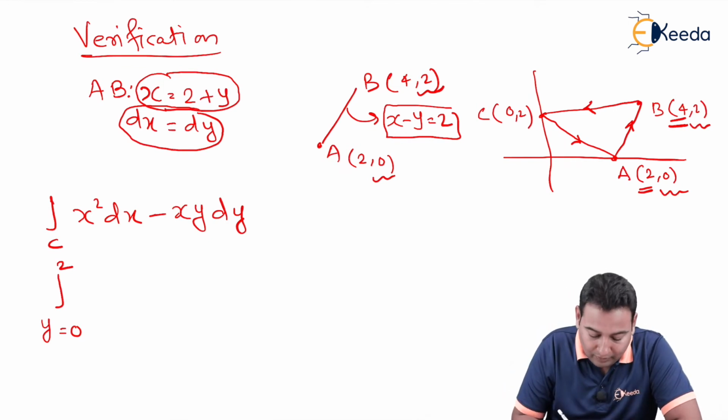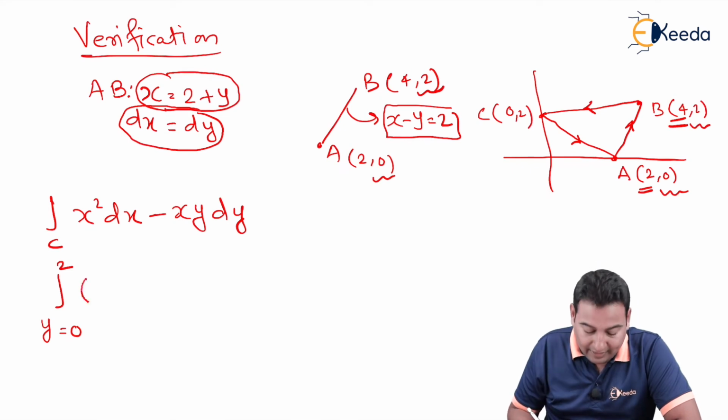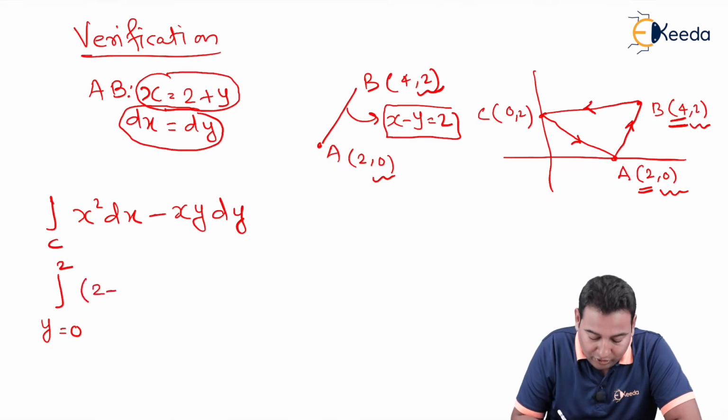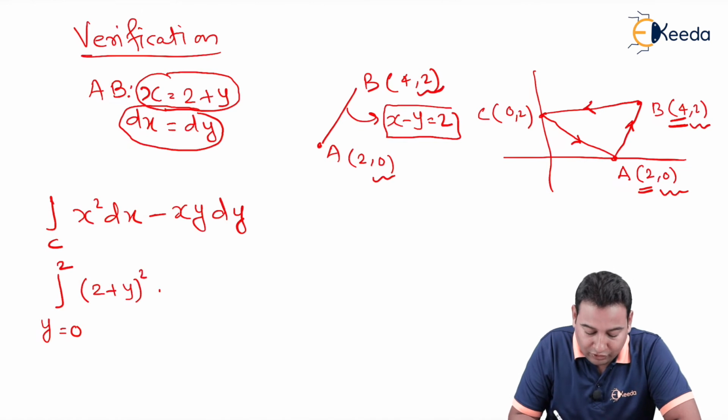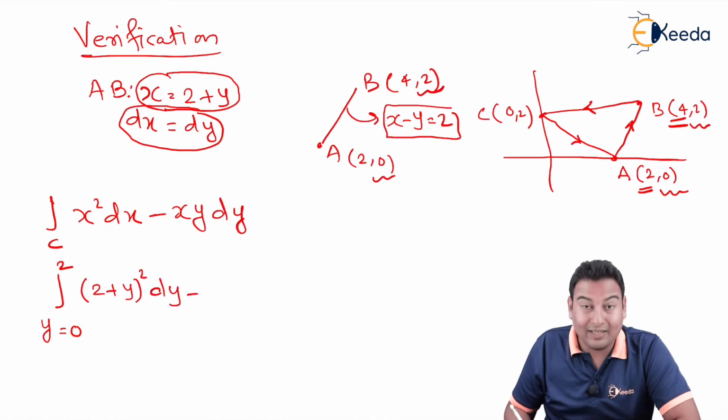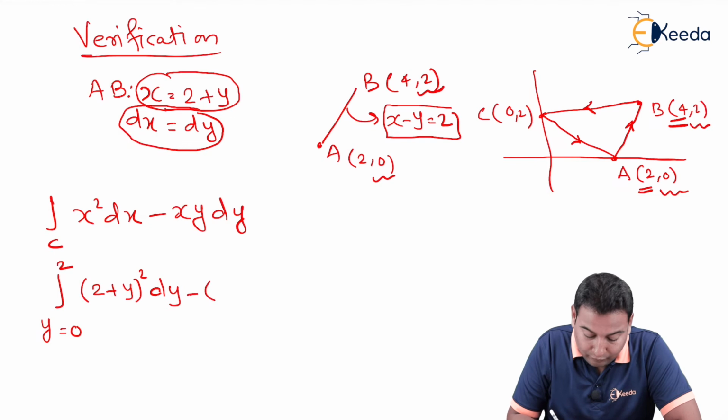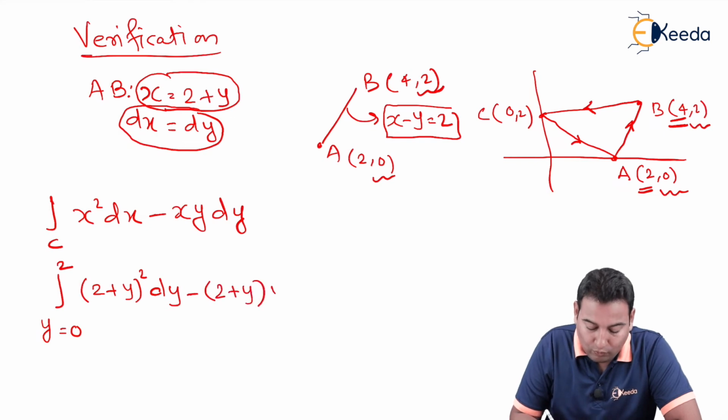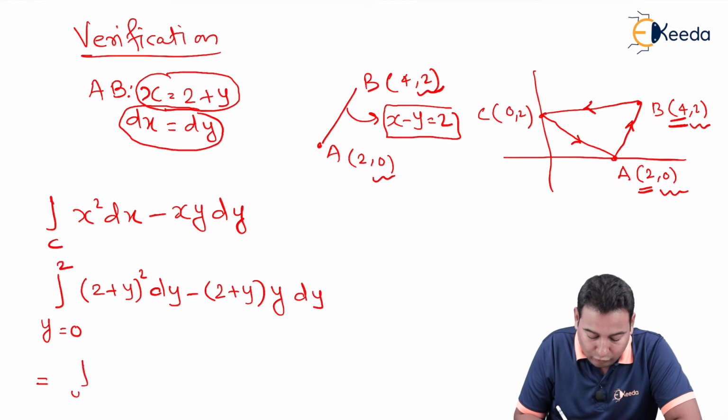Let's do that. First is x square, x will be replaced by 2 plus y, the whole square, dx is dy, minus again x, 2 plus y into dy. Let us simplify this. This is integral y equal to 0 to 2.